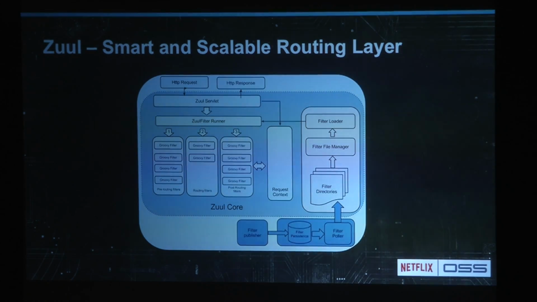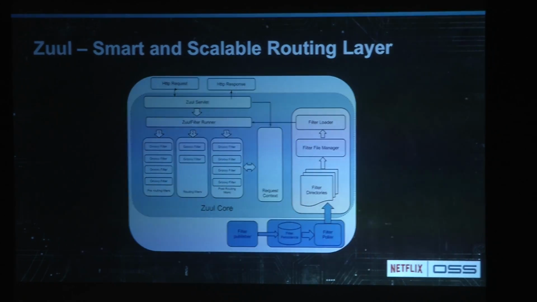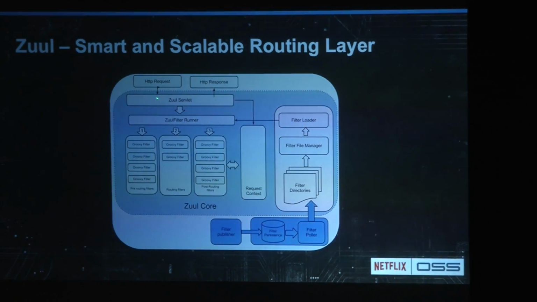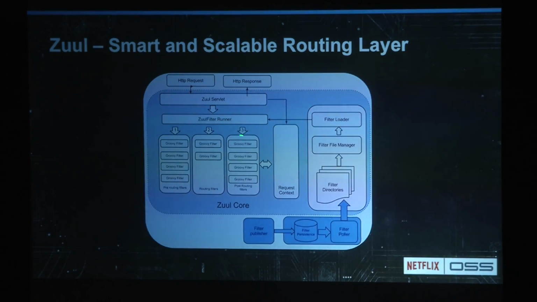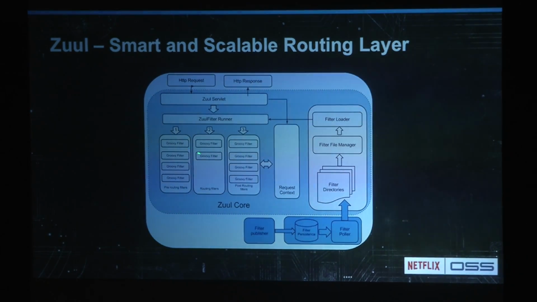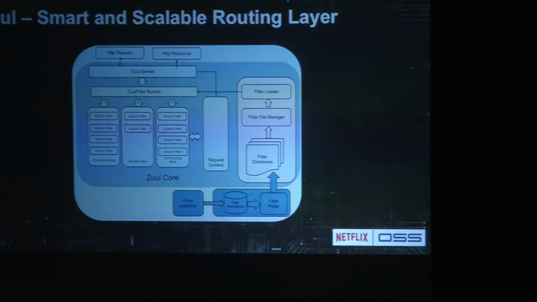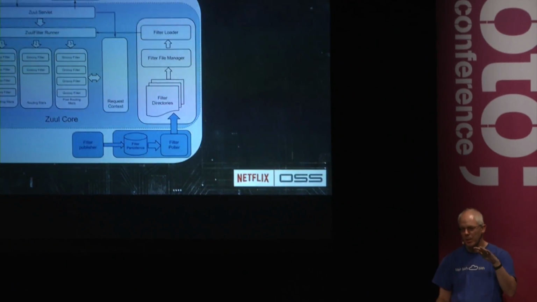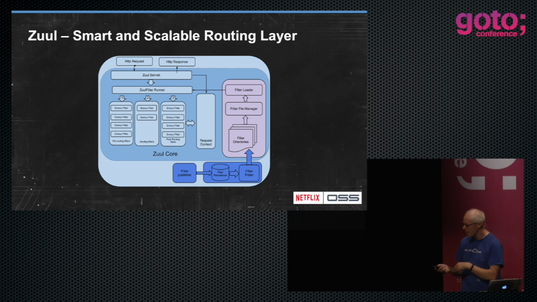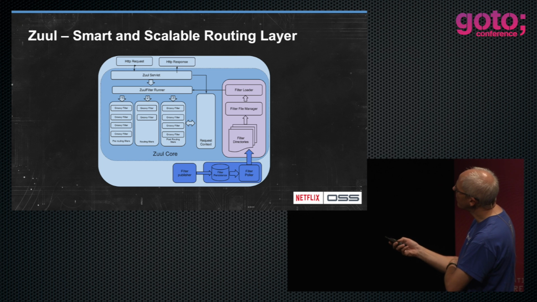Anyway, so the Zuul layer. This is what it looks like. You've got an HTTP request coming in. There's a Zuul servlet. There's a filter runner. Then there's a bunch of Groovy filters, Groovy language. These are little functional Groovy plugins that just do one step, and it's a completely functional environment. You just stack together these little plugins, the filters.